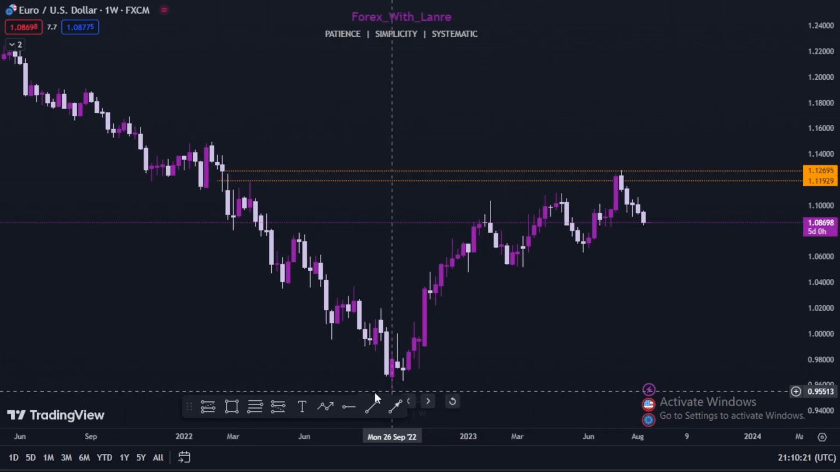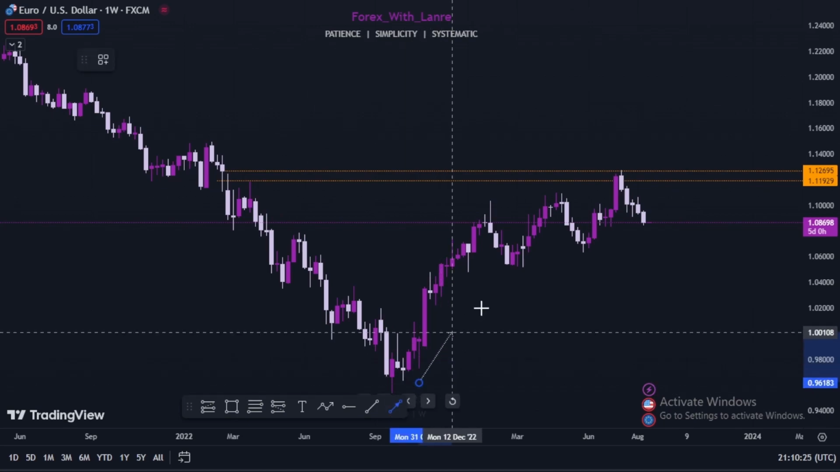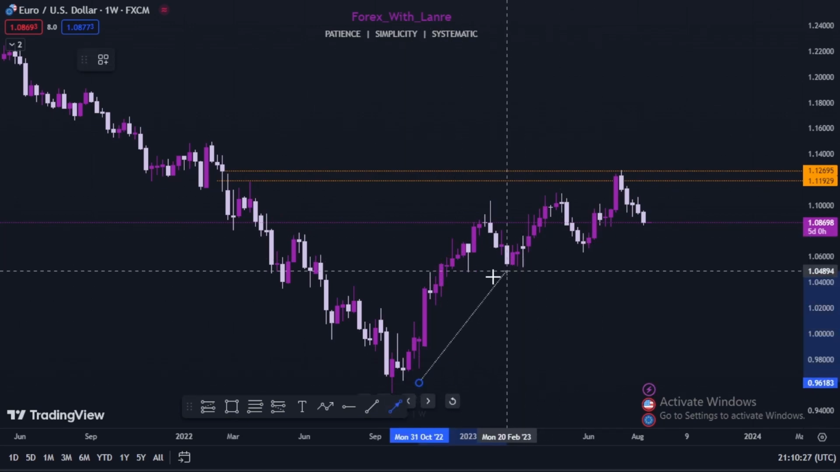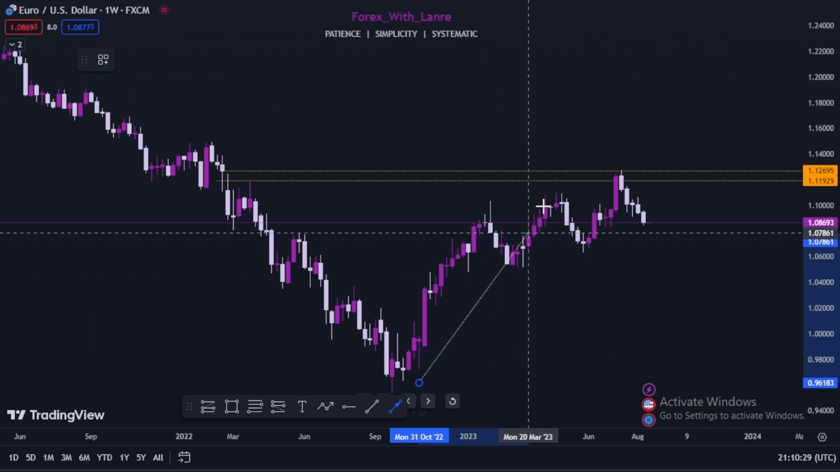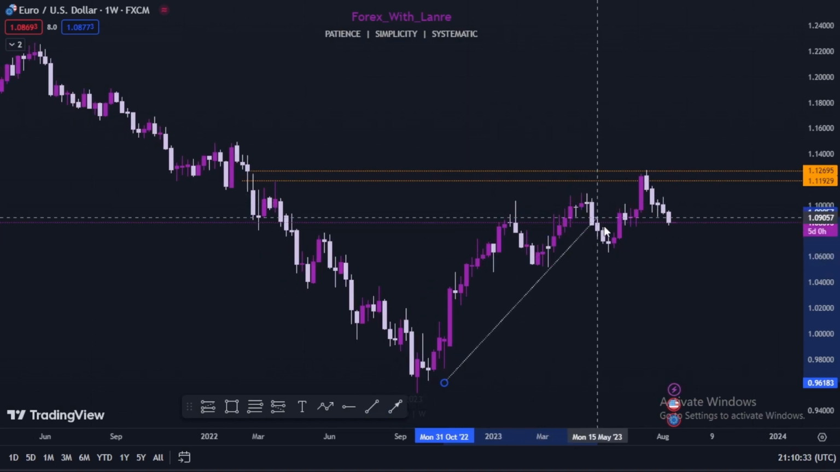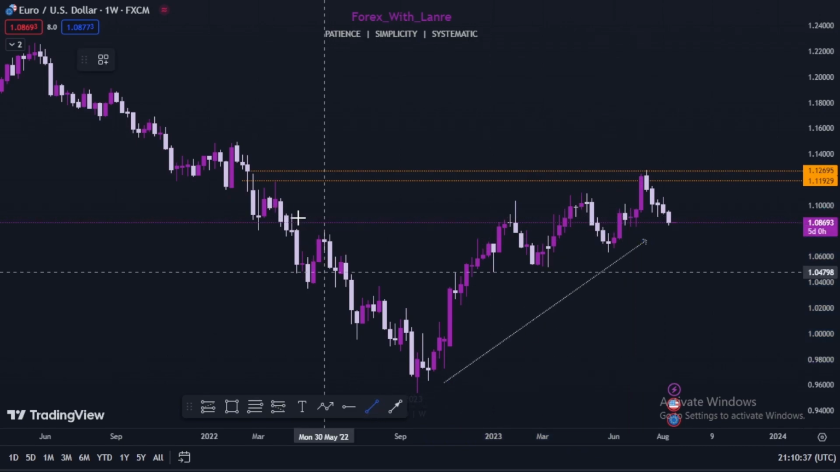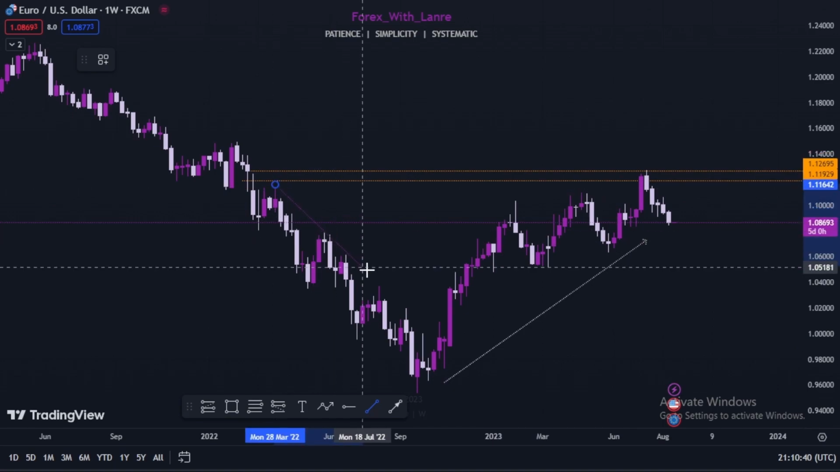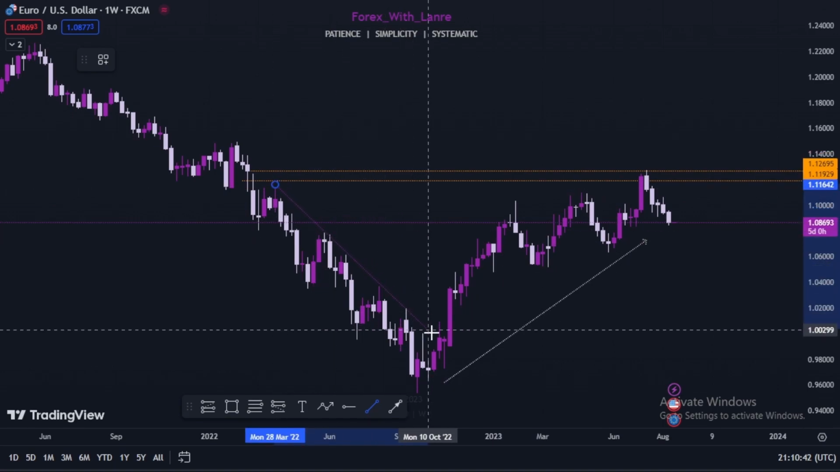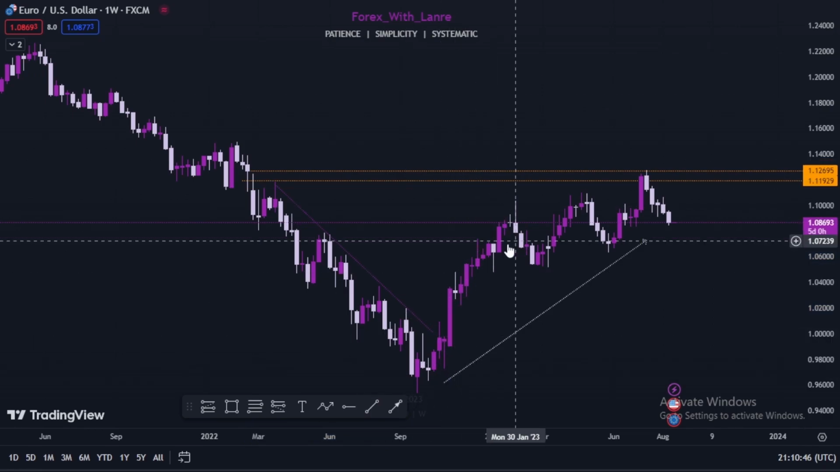We also have, coming into this pullback on the weekly, higher highs, higher lows, and we have this next leg also to the upside. But we can see that to the left we also have all this trendline liquidity pool resting above here on the weekly, which means that price was attracted to this upside.